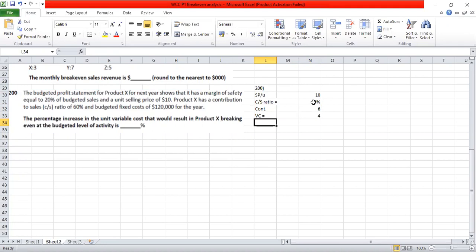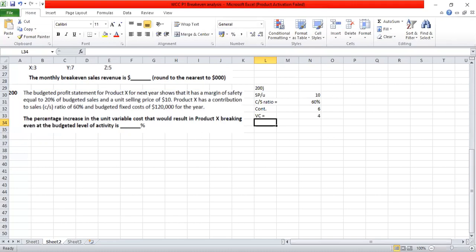The percentage increase in unit variable cost. So they're looking at a change in the variable cost. What percentage increase in unit variable cost would result in product X breaking even at the budgeted level of activity? But what's the budgeted level of activity? That is not known. We only know the margin of safety, which is 20% of the budgeted sales. So how much is the budgeted sales? That is not known to us. These are the details which are given.